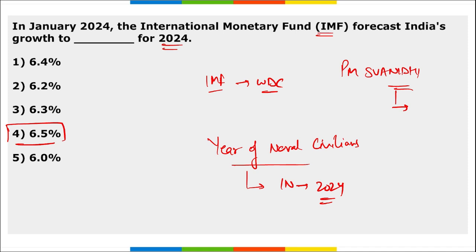Then under the PM Swanidhi scheme, credit assistance will be provided to almost how many street vendors? Almost 78 lakh street vendors will be provided with credit assistance.